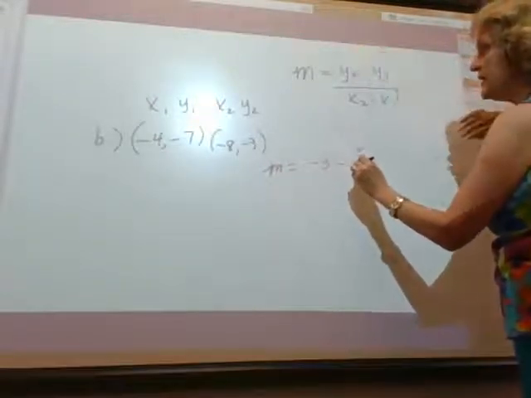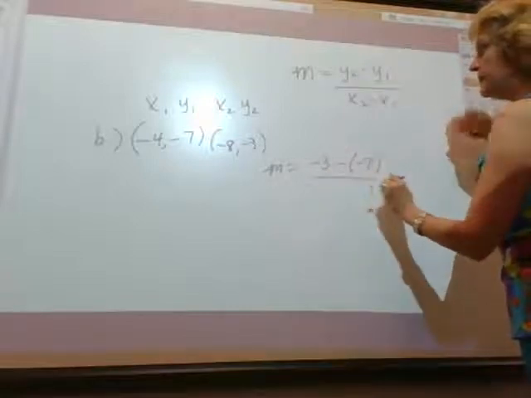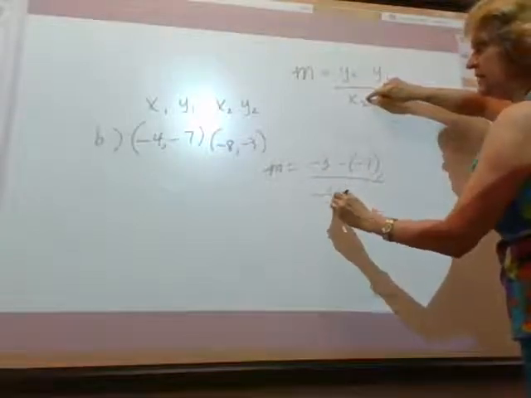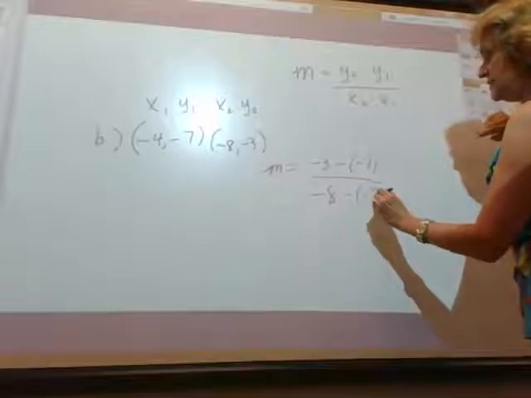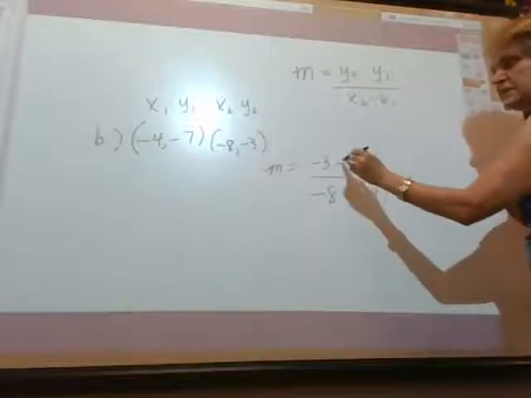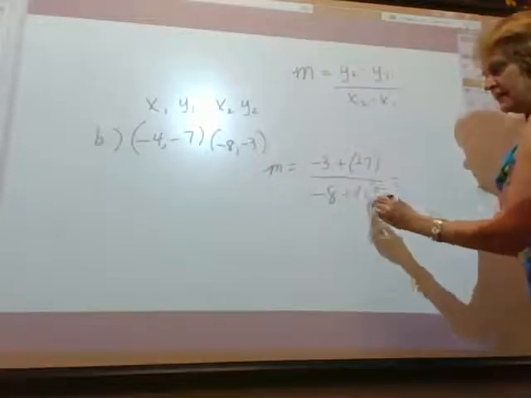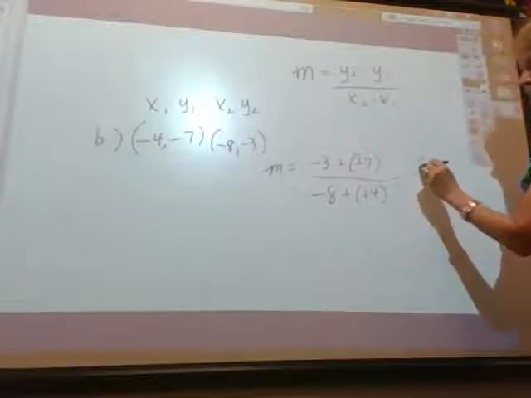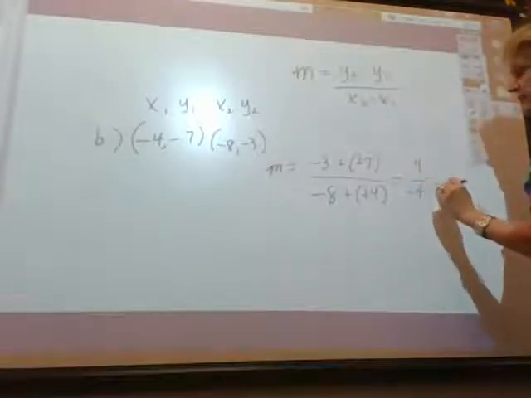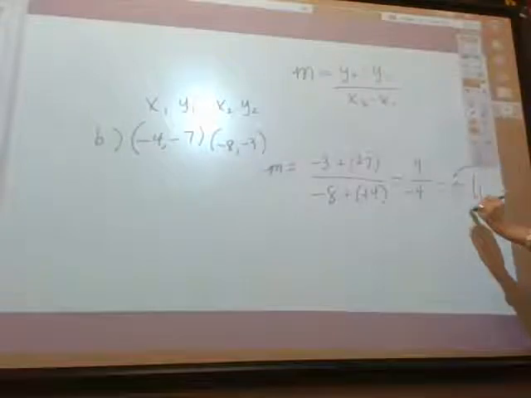-3, take away a -7, -8, take away a -4. And remember to add the opposite, and I get 4 over -4, which is a slope of -1. Okay.